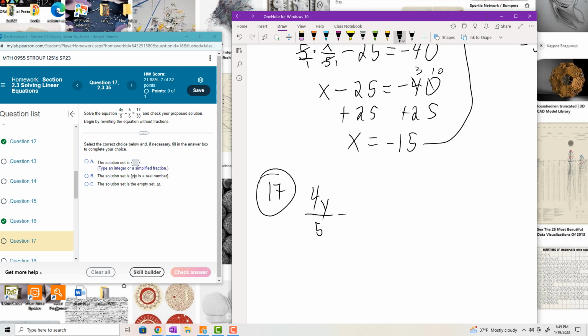If you do it your own way, I'm not going to give you partial credit if you get it wrong. Okay? Here I look at the denominators. The smallest number that's divisible by 5, 6, and 30 is 30.